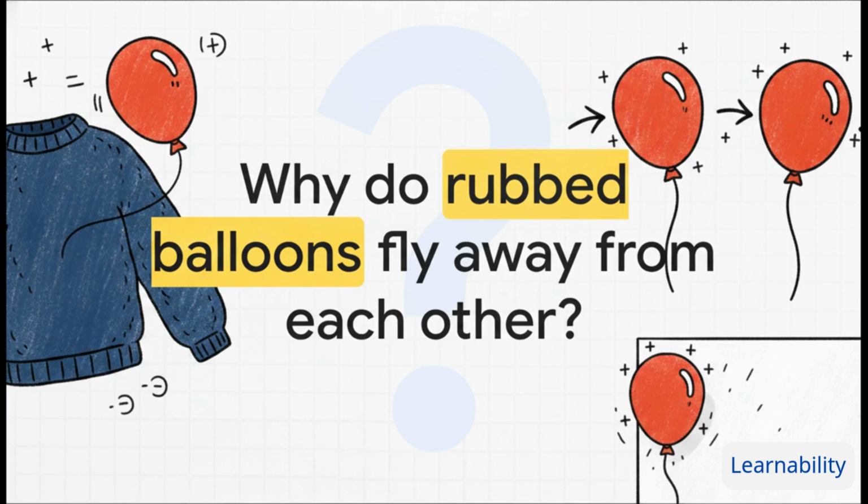But here's the real mystery. If you take that same rubbed balloon and place it right beside another balloon that's also been rubbed against a sweater, they don't just sit there. Instead, there's a sudden, invisible snap. The balloons will actively and seemingly magically fly in opposite directions. So what is animating this sudden kinetic reaction?